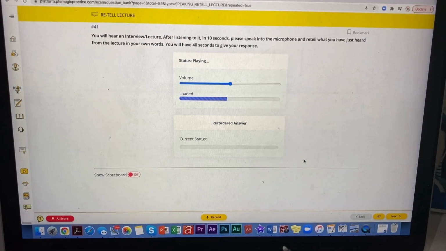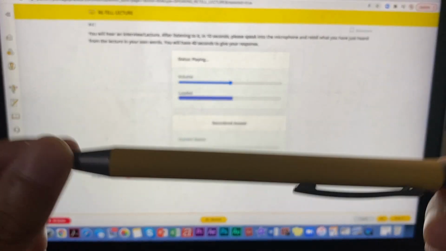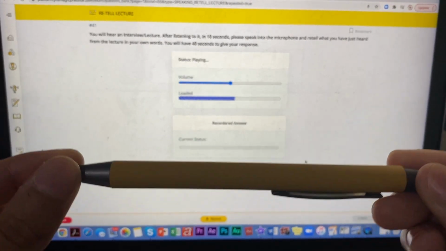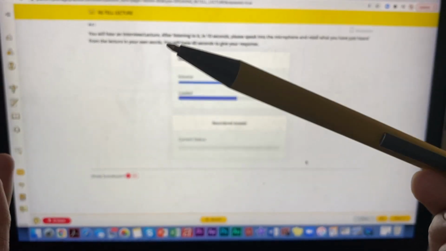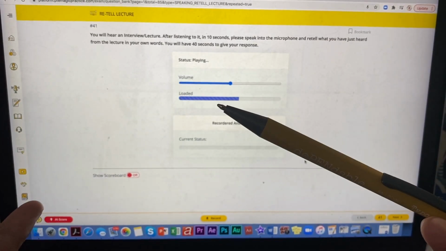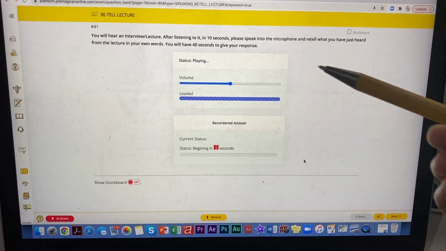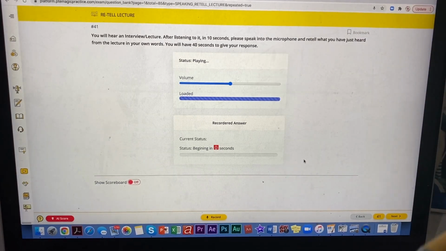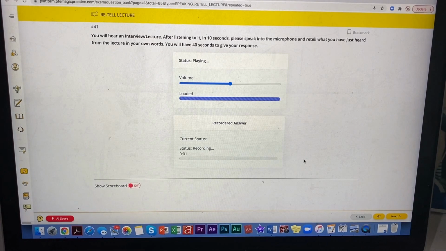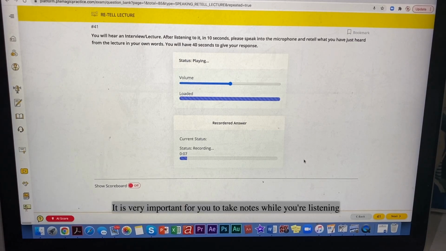For me, it's easier to type, but if it involves a pen and note taking on paper, I'm pretty bad because I can't even read my handwriting sometimes. Because as soon as the audio is finished, you only have 10 seconds to prepare your note, and then you have 40 seconds to speak straight away. Okay, so whatever you speak will be based on your note only. So it is very important for you to take note while you're listening.